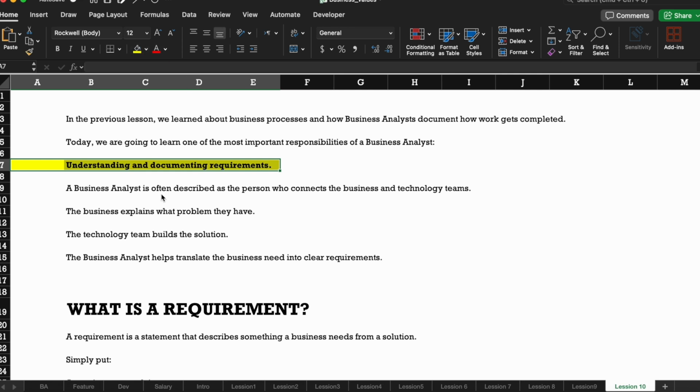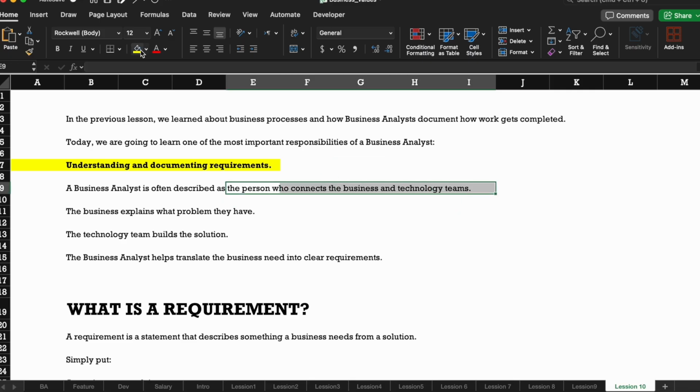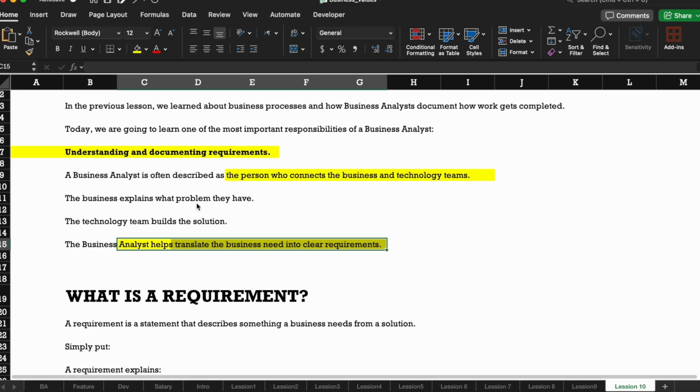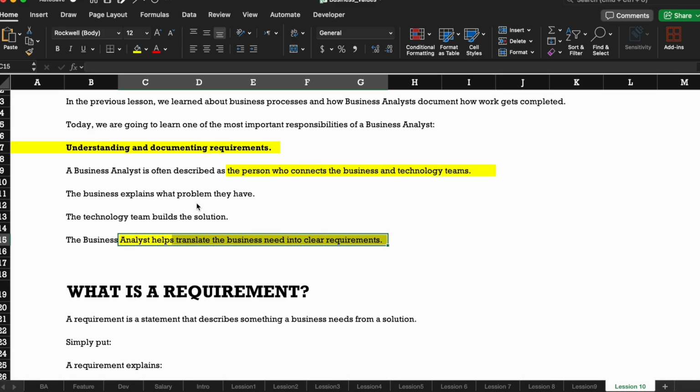So a business analyst is often described as a person who connects the business and technology team, right? If you try to search the definition of a business analyst, you find this answer: the bridge between technology team and business, who connects, that's a business analyst. The business explains what problem they have, right? The technology team builds the solution. So the business analyst helps translate the business need into clear requirements, because the business analyst can understand both sides, the terminologies and the language. So that's why the business analyst role exists.